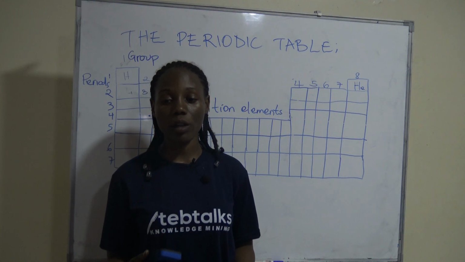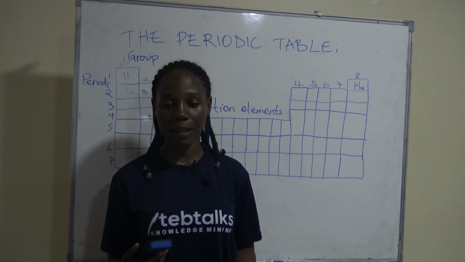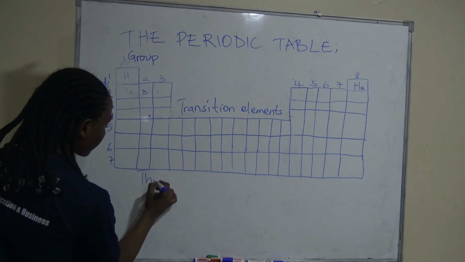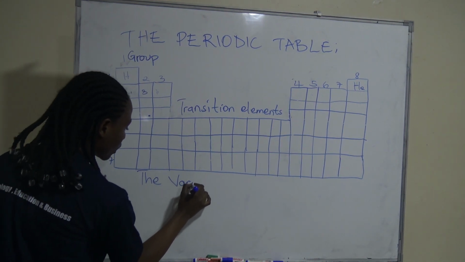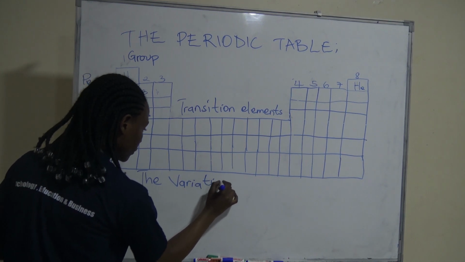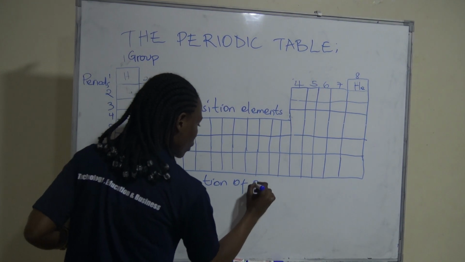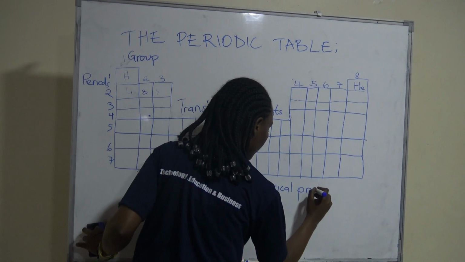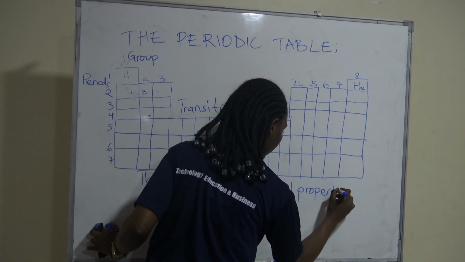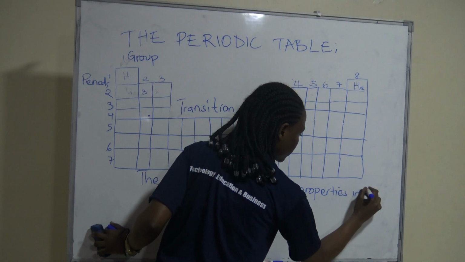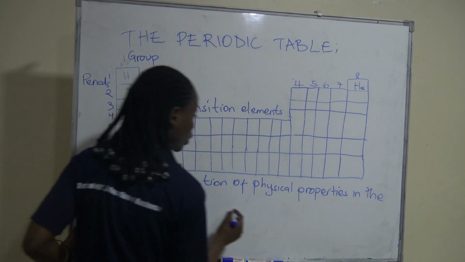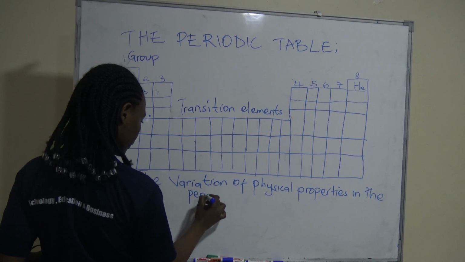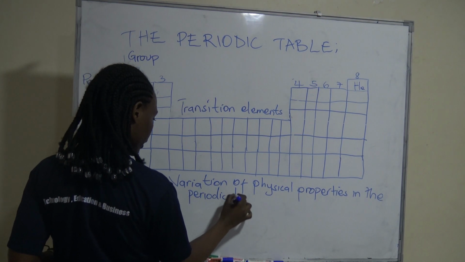So that takes us to the variation of physical properties in the periodic table. The variation of the physical properties in the periodic table.